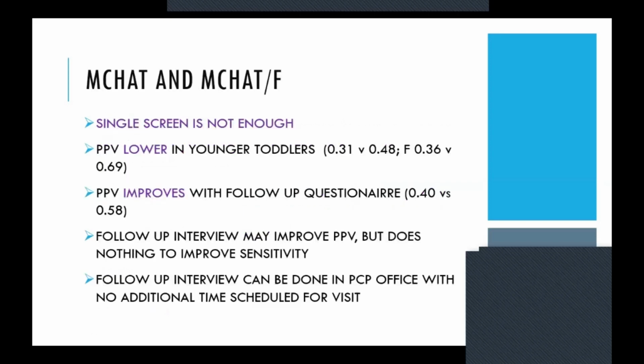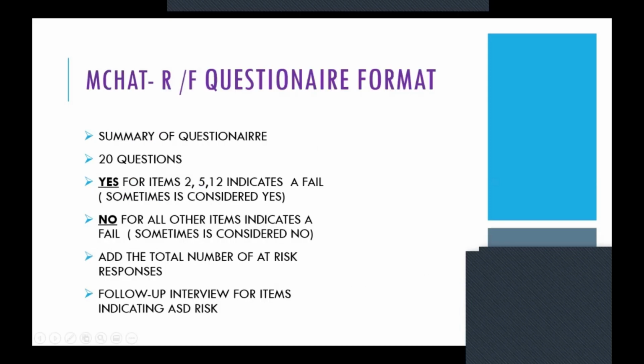The latest and the greatest that we use is the MCHAT F, which is the follow-up. The important thing to note on this slide is that it has a low positive predictive value, and it is lower in younger toddlers. It does improve as you get a little bit older. But the follow-up questionnaire really does help the most. It improves the positive predictive value, but does not improve the sensitivity. We're going to go over the follow-up questions to show you how this can be done in the office setting. Some of the articles recommend that you do a follow-up for every single question. Well, that's not really feasible to do in an office setting.